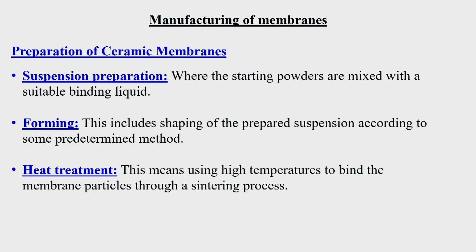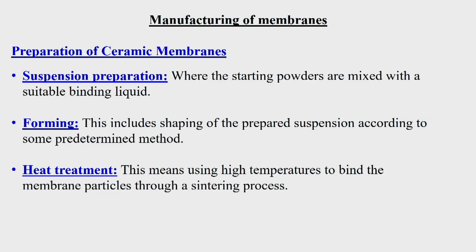Now, we will be discussing the preparation of the ceramic membrane. The steps are like this: suspension preparation, where the starting powders are mixed with a suitable binding liquid. Then we need to do the forming. This includes shaping of the prepared suspension according to a predetermined method. Then heat treatment is required at the end, which means using high temperature to bind the membrane particles through a sintering process.